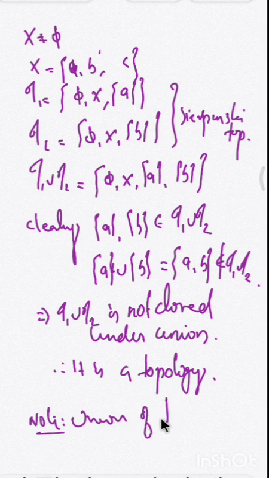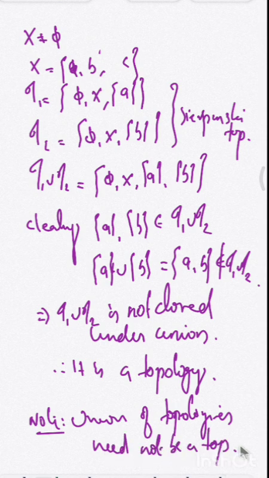So you can note that union of topologies need not be a topology. Now, what about their intersection? Let's see. Of course, intersection of topologies is a topology. So I will prove it as a theorem.